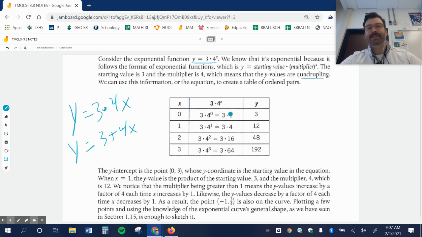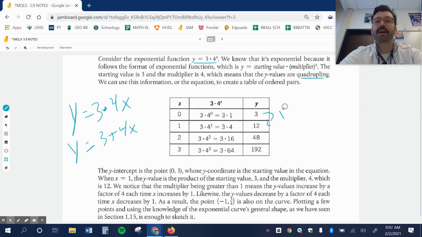Remember that anything to the 0 power is just 1. So if I have a multiplier of 1/4, 1/4 to the 0 power is 1. A multiplier of 500, 500 to the 0 power is just 1. And like it said, our multiplier is 4, so we're quadrupling. 3 times 4 is 12. 12 times 4 is 48. 48 times 4 is 192.